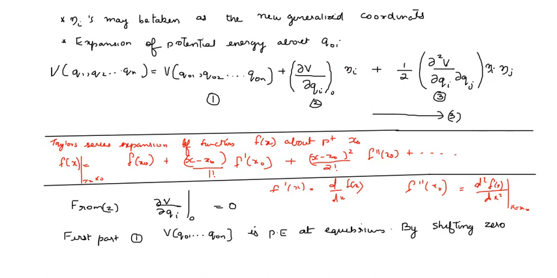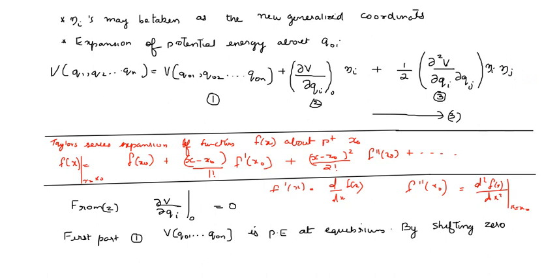Then plus 1 by 2 f double dash of x0 ക്ക് പകരം ഡോ സ്ക്വയർ. ഇവിടെ കോർഡിനേറ്റ്സ് qi qj n വരെ കോർഡിനേറ്റ്സ് ഉണ്ട്. അപ്പോൾ രണ്ട് കോർഡിനേറ്റ്സിനെ അബൌട്ട് ആയിട്ട് നമ്മൾ ഡിഫറൻഷിയേറ്റ് ചെയ്തു. ഡോ സ്ക്വയർ v by ഡോ qi ഡോ qj eta i eta j. eta i എന്ന് പറയുന്നത് qi minus q0i, eta j എന്ന് പറയുന്നത് qj minus q0j.